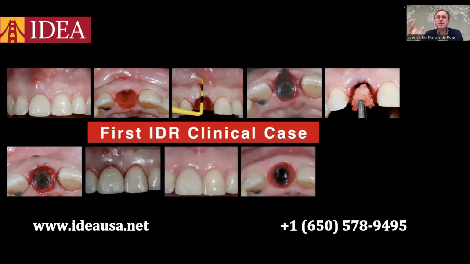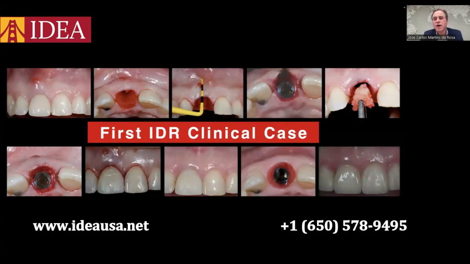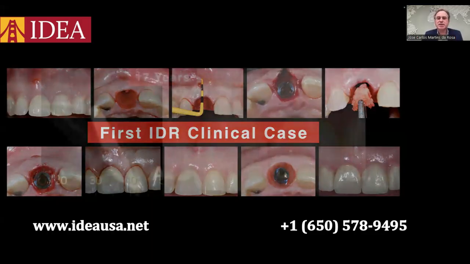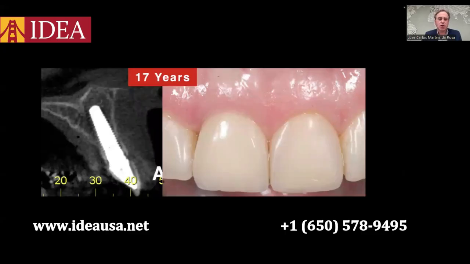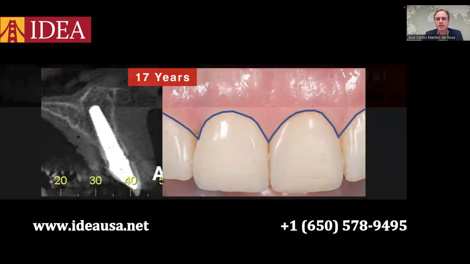The soft tissue is being maintained in its original position. After 4 months, we did the impression and delivered the final restoration, the porcelain restoration. Here we see the clinical follow-up and the CBCT scan. I'm going to call your attention to the buccal wall, which is completely remodeled and still stable. And much better than that is the maintenance of the gingival architecture in its original position. That's the main goal of the IDR technique.